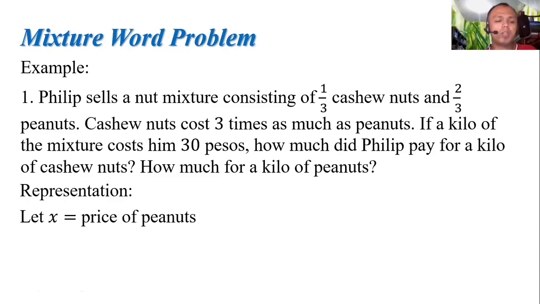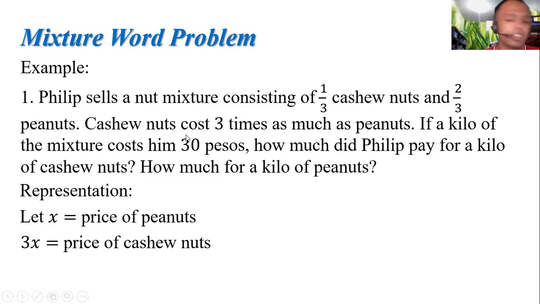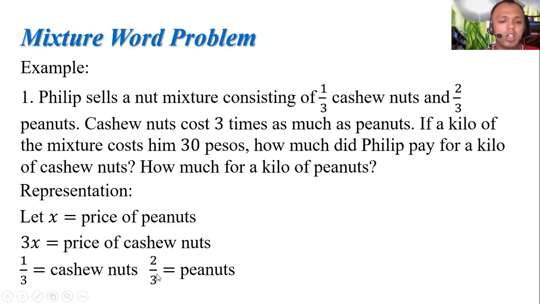Now, mag-represent tayo ng variable for each quantity. Here, let x be the price of peanuts. That is for peanuts, yun ang price ni peanuts. And 3x naman for the price of cashew nuts. So paano naging 3 times? Kasi sabi dito, si cashew nuts cost 3 times as much as peanuts. So kung si peanut, x. Therefore, kay cashew nuts, 3 times x. So we have 3x. And then, 1/3 cashew nuts. And then we have 2/3 peanuts doon sa loob ng isang box. Let's say may box yun.